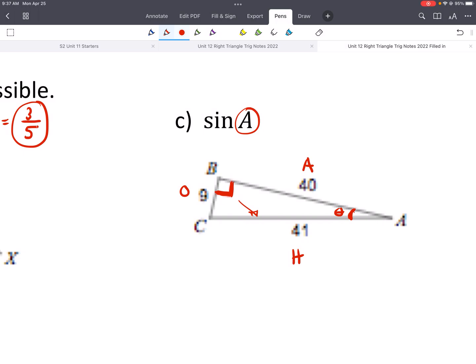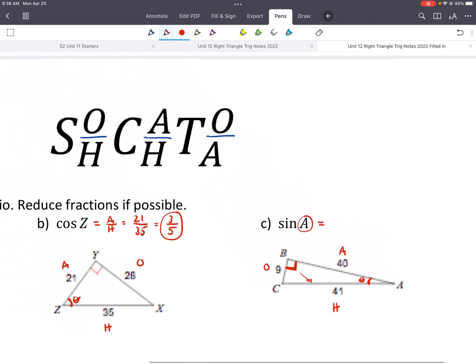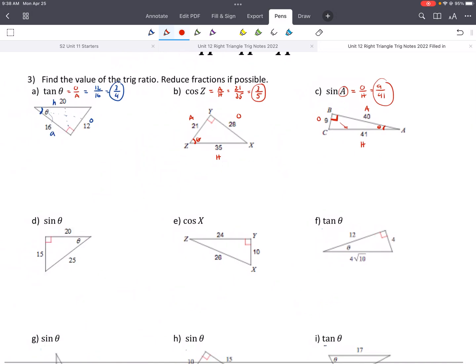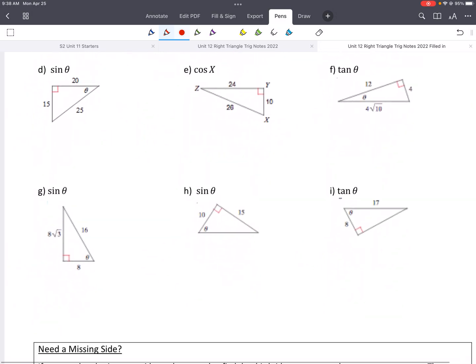Anyway, so we labeled our sides, and now we need to figure out what sine uses. Well, sine uses O over H. So O over H, and O is 9, and H is 41. And that would be our final answer. Nothing can go into 9 and also 41. All right, just so here's some more examples.